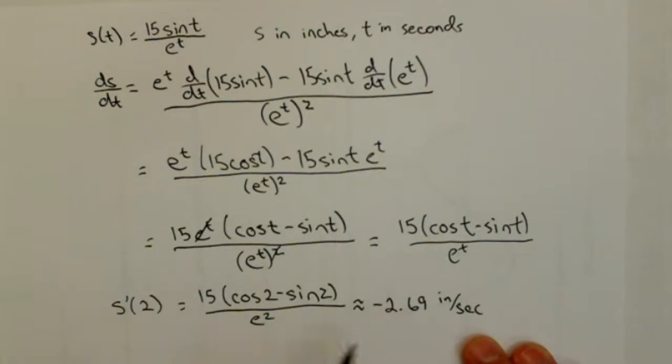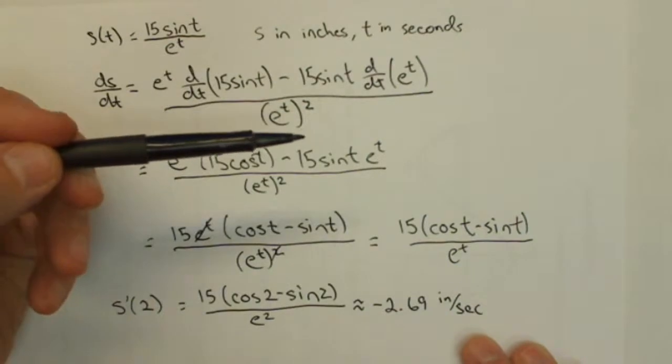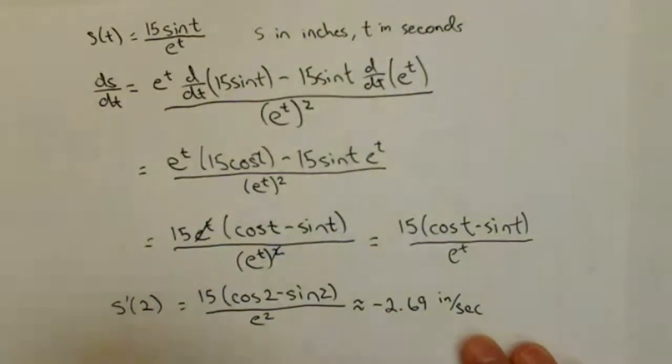What that tells us is at 2 seconds exactly, the mass is moving downwards at an instantaneous rate of 2.69 inches per second. Downwards because of the negative. If we had calculated a time and it came out positive, it would be moving back upwards towards its equilibrium spot, which is what we were seeing in the graph earlier.